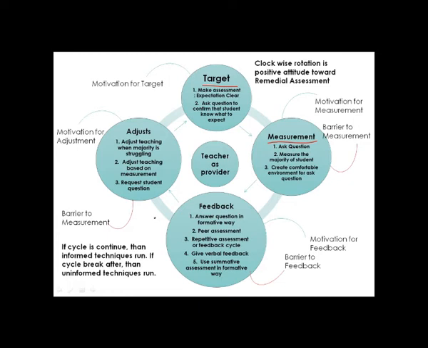There are also two things that arise. First of all, motivation for feedback, and second, barrier to feedback. The same things happen as in the previous section, that means measurement. Next, this cycle goes to the adjust stage.